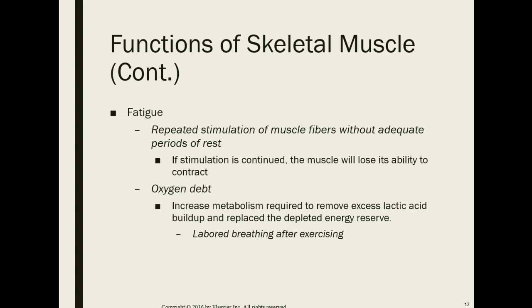Muscles will experience an amount of fatigue after repeated stimulation of the muscle fibers without an adequate period of rest. So if the stimulation is continued, the muscle will eventually just lose its ability to contract.